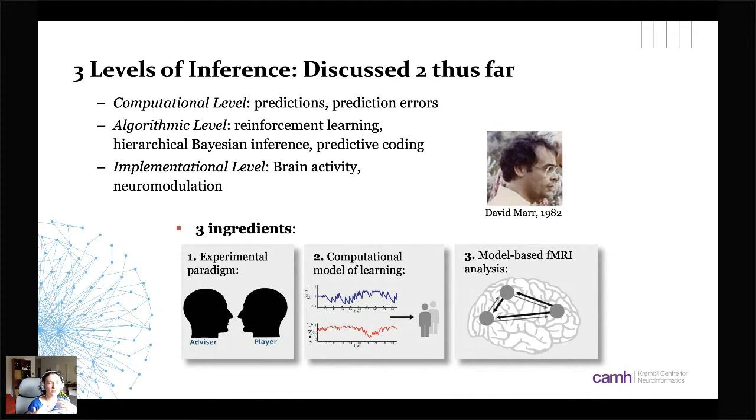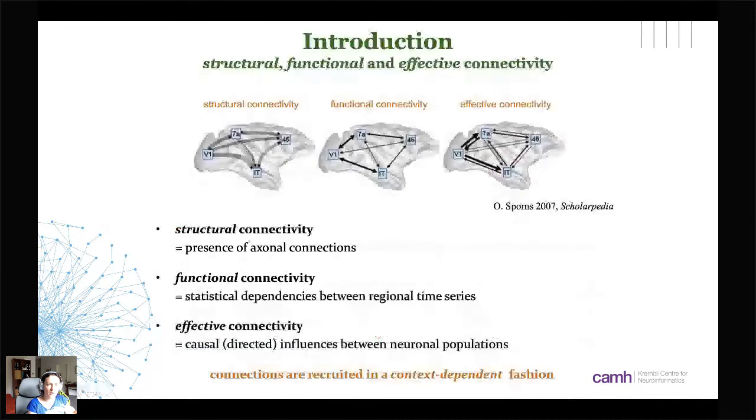Now we're going to turn to the implementational level. So how are these computations implemented in the brain, and are they in the first place implemented in the brain? How are they implemented through changes in neuronal activity? We can think about how they're implemented in relation to neuromodulation. So different ways like that. So we're going to start with the implementational level and looking at different forms of connectivity.